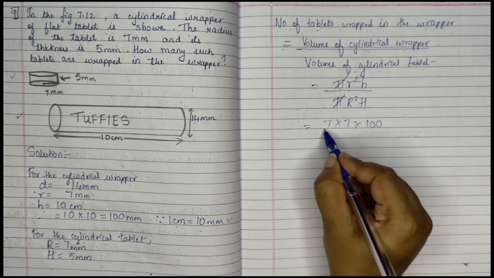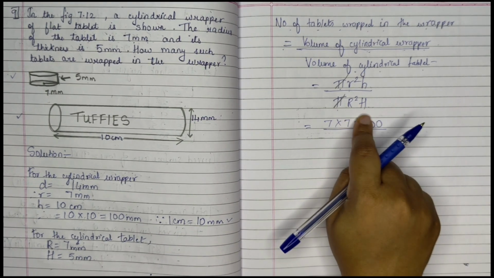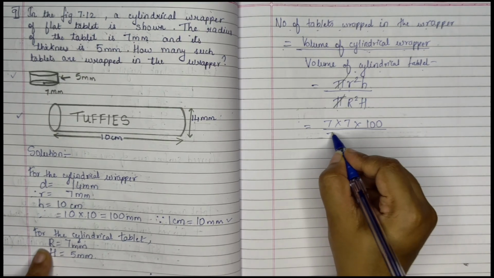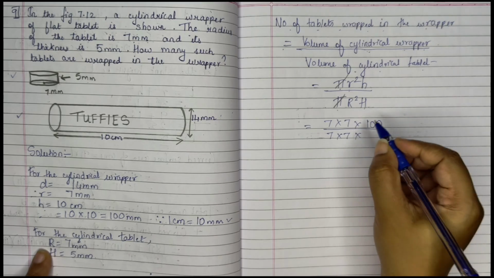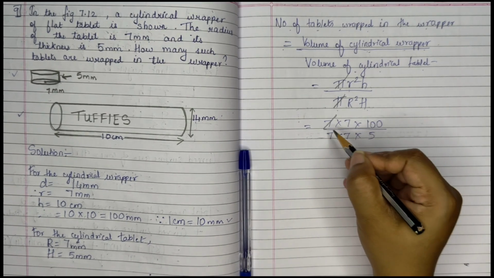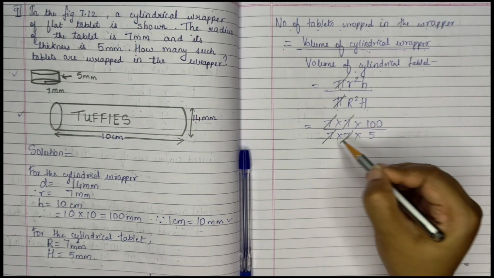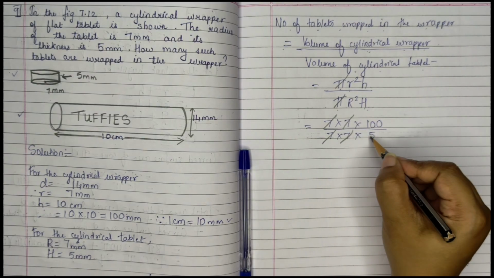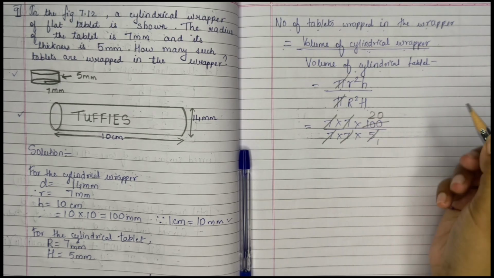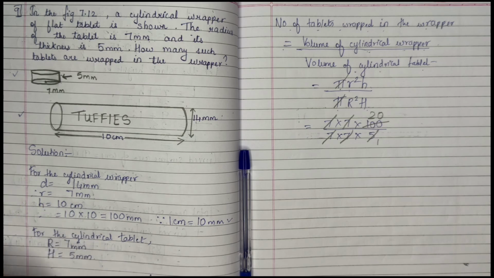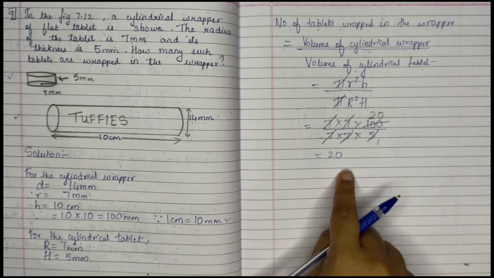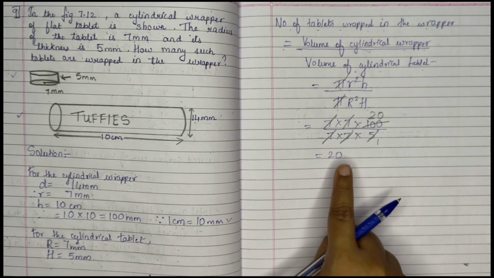So you have to take 100 upon, again R square H for the cylindrical tablet. Again R is 7, 7 into 7 into H, and H is 5 over here. Now see here, this 7 and this 7 will get cancelled. This also we can reduce. 5 ones are 5, 5 twos are 10, and 5 zeros are 0. So what we get is 20 over here. Now that is what was asked, the number of tablets wrapped in the wrapper. How much did we get? 20.